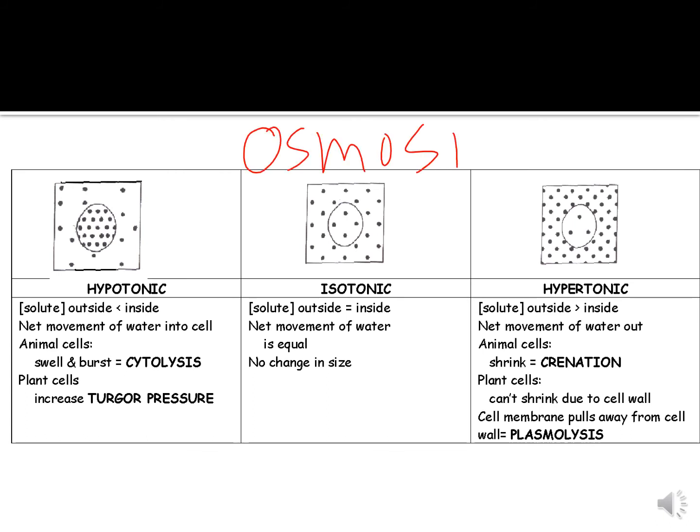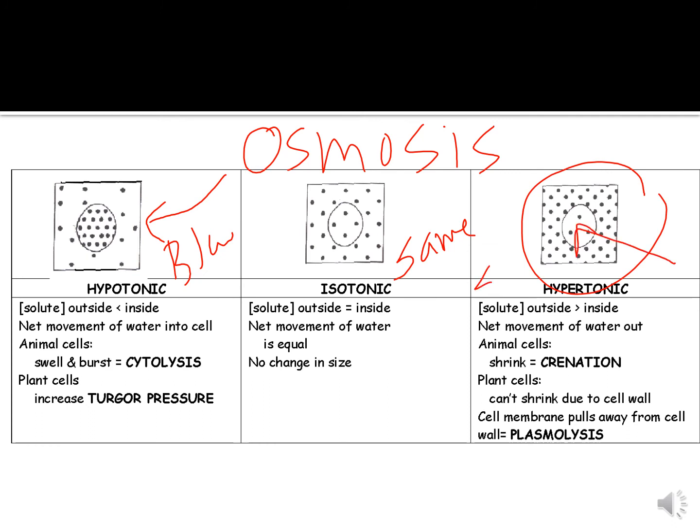osmosis, and these are three types. So again, hypo, if you look, what's going to happen to the cell? It's going to blow up. If you look at this one, look at the dots. They look even, right? It's going to stay the same. Well, look at this one. It doesn't have a lot of dots on here, and that's a lot of salt. That's going to shrink.